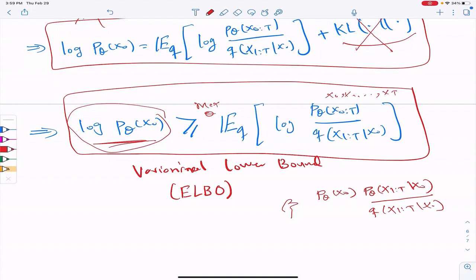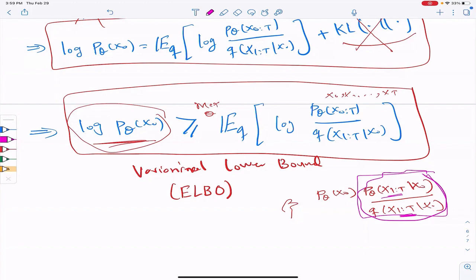Make sense? So in other words, the terms that appear here are comparable to each other. One is the induced distribution from q over time 1 to t given x0, and the other is the induced distribution by p theta over time 1 to t, x1 to t given x0. So that's basically the intuition that I hope you have. Okay, so we are maximizing this quantity.